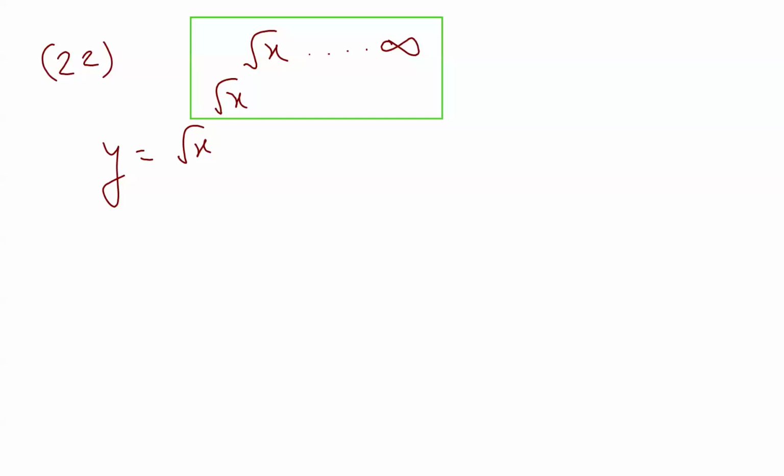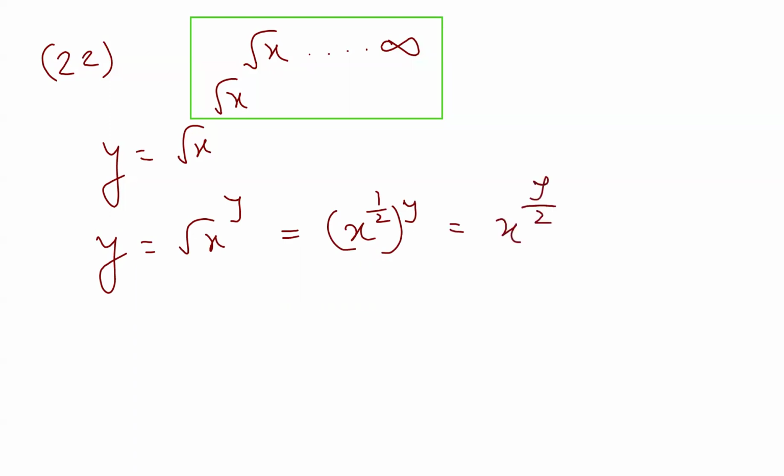So what is the green colored part? The green colored part is y. So y is equal to root x raised to y. Now root x is written as x raised to half raised to y. Root x is x raised to half raised to y. So x raised to y upon 2. Half into y is y upon 2. Now we got y is equal to x raised to y upon 2.